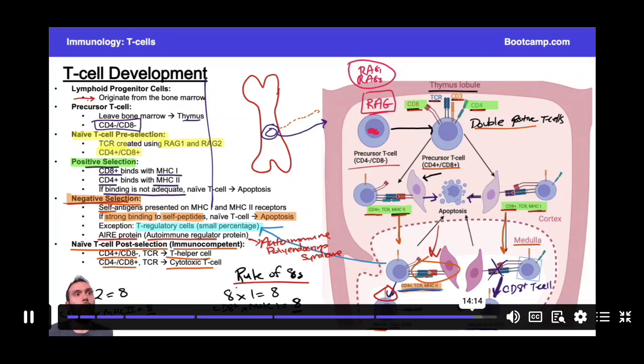We wanted to see if there's adequate binding to an antigen that is not self, right? Some other foreign antigen usually. And if there was adequate binding, the T cell will go to the next step. If not, it would undergo apoptosis. With adequate binding, the T cell moves to the medulla.